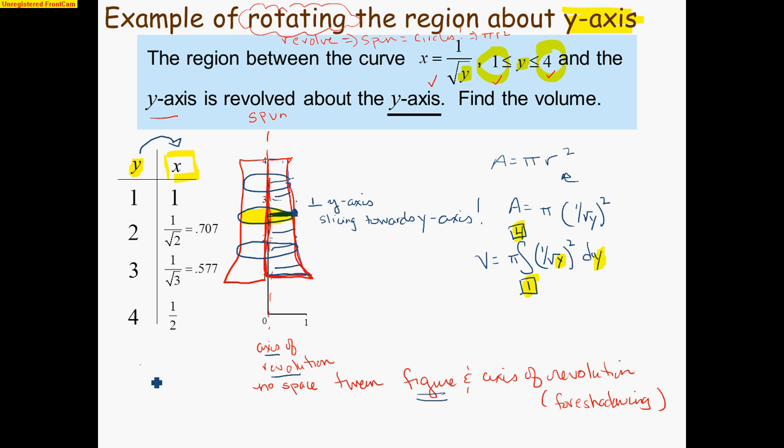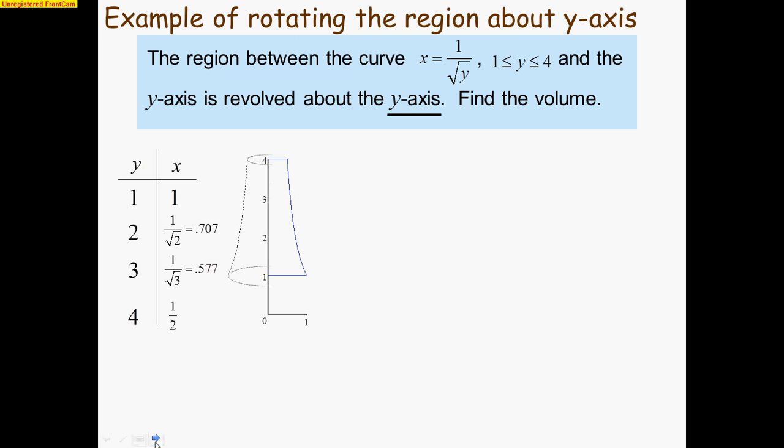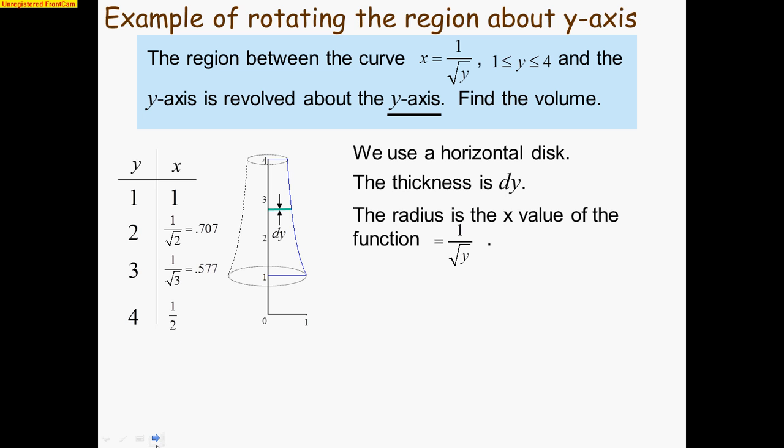All right, now I'm going to take off all my writing and take you through the nicer, cleaner looking version. Look how pretty their image is, as opposed to mine, right? So, this time, a horizontal disk. The thickness of each one of these disks is dy. The radius is the x value of the function, 1 over root y. So the volume is the integral from 1 to 4 of pi radius squared dy.